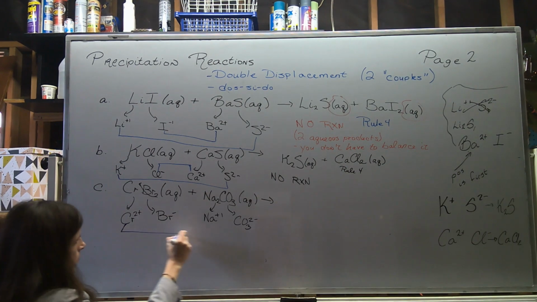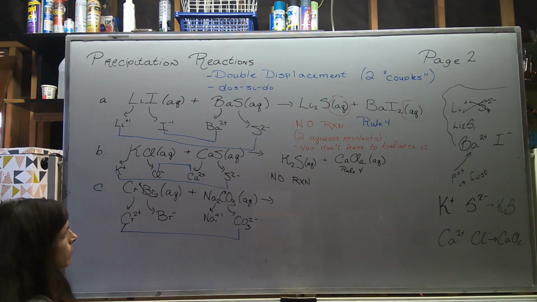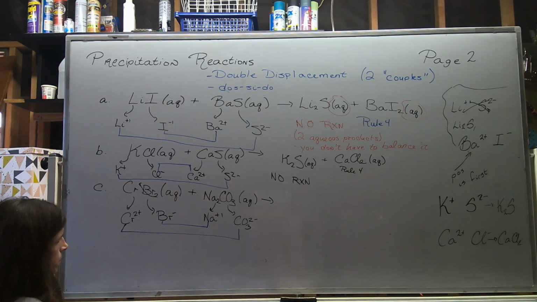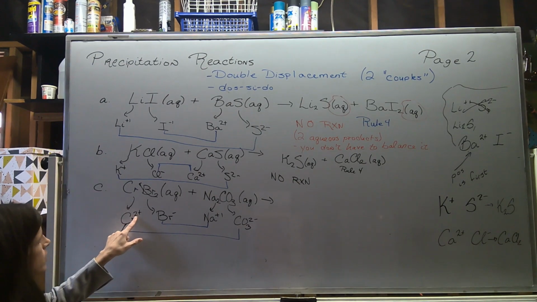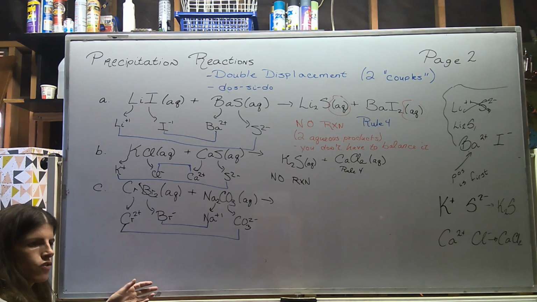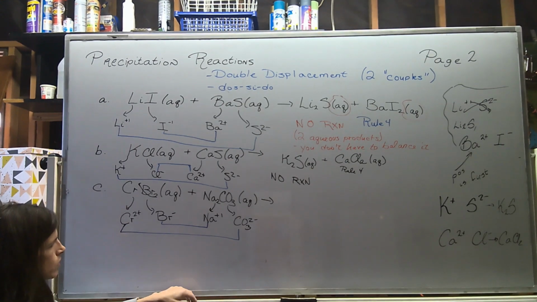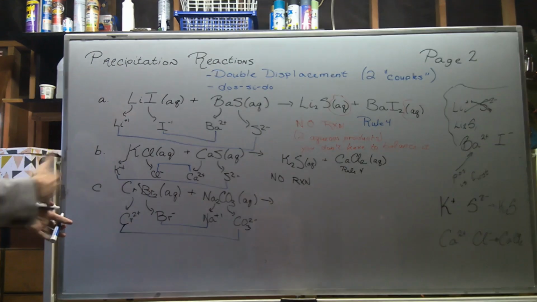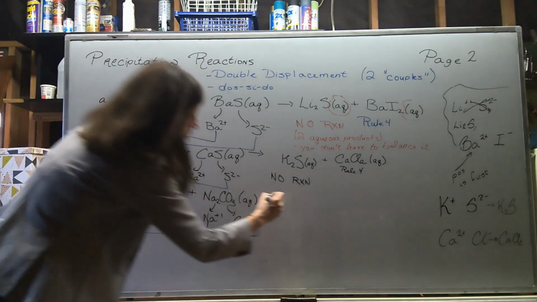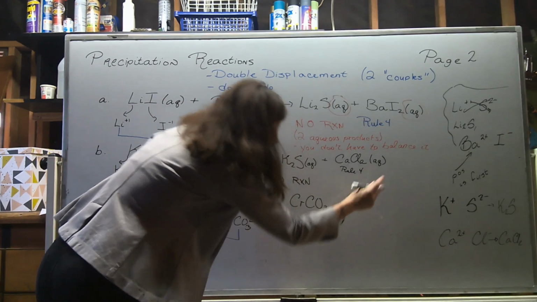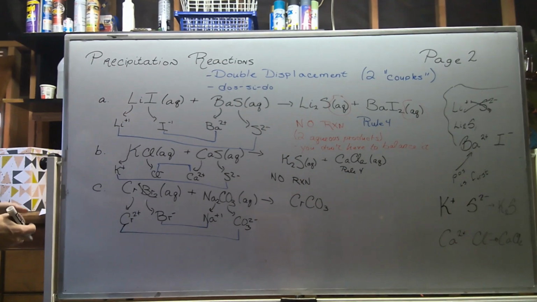So chromium, the positive chromium potentially hooks up with the negative carbonate, and the sodium and the bromide combine. So I'm not even going to go over to my scrap side right now because this is a +2 and this is a -2. So if I crisscross them down, I get 2 and 2, which reduces down to 1 and 1. So whenever we have the same charges, we know they're going to combine in a 1-to-1 ratio. So I'm going to predict chromium carbonate, but by all means, take your time and figure that out.